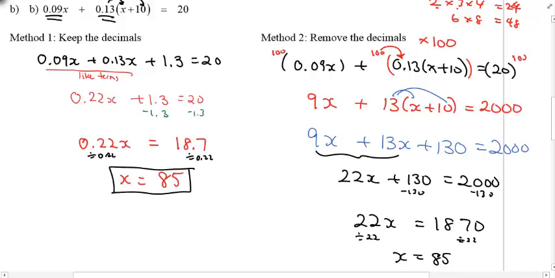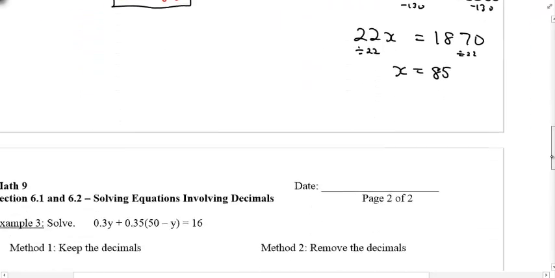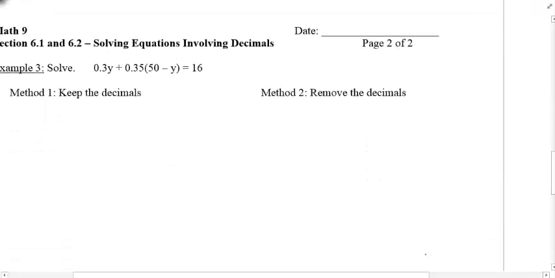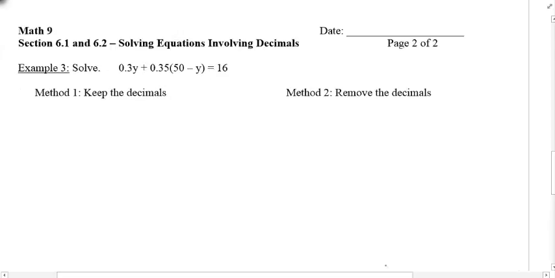So once again, I want you to think about which way works for you. Okay, I would like you to know both ways, but I know you probably have a preference. Okay, turn the page. 2 more questions, okay, and then we're done for this lesson. Once again, this is the same thing as really before, so I don't really have anything new to say to you.